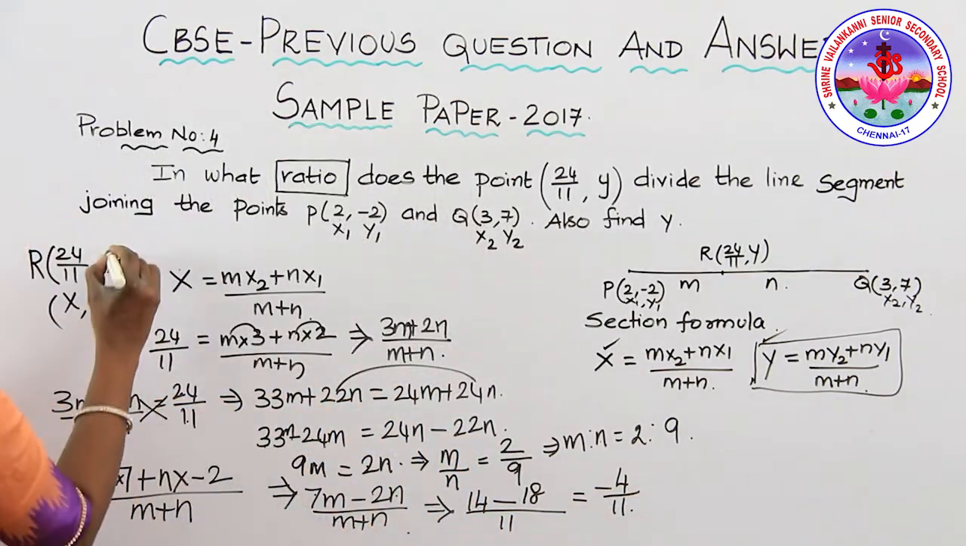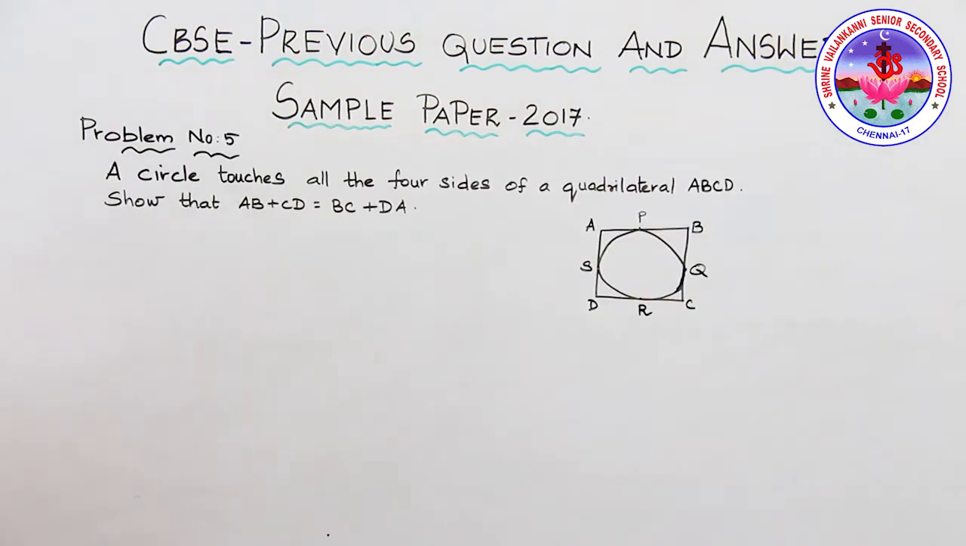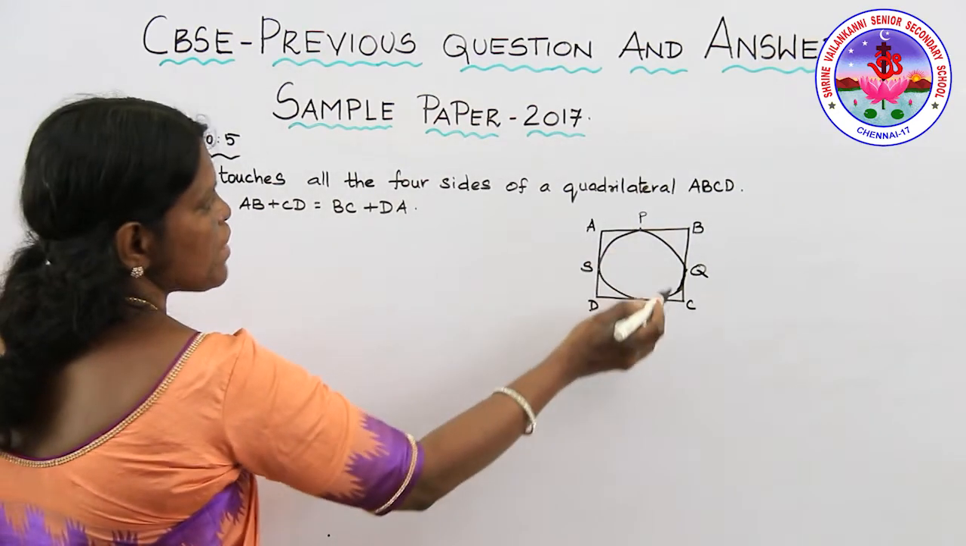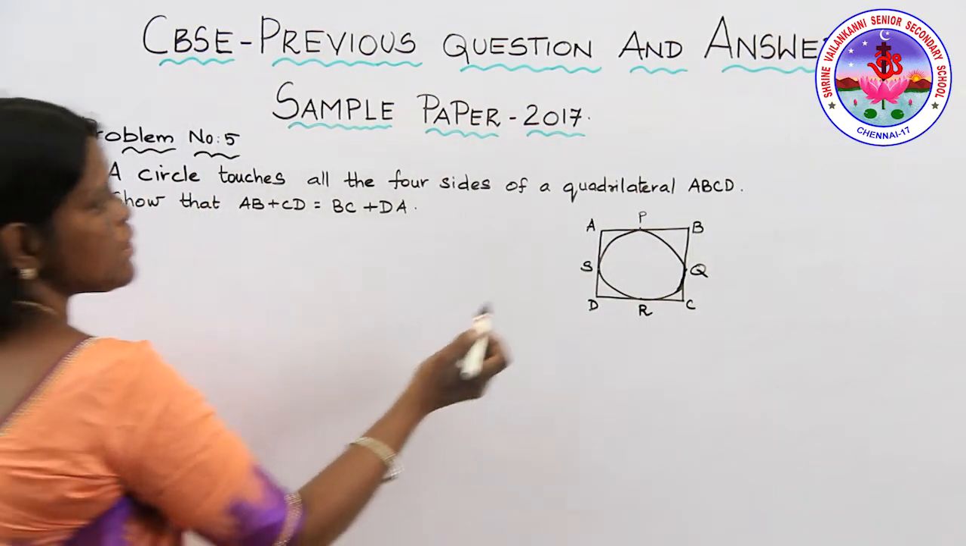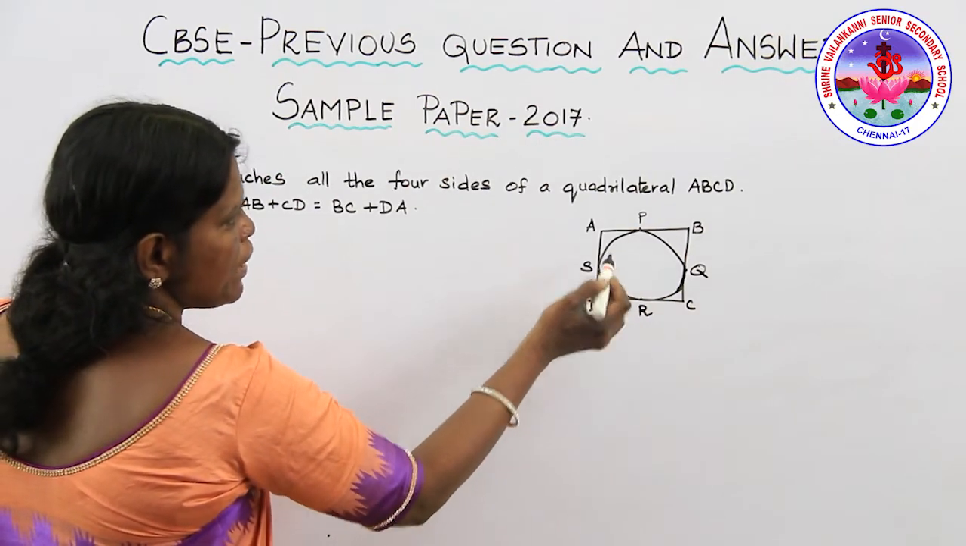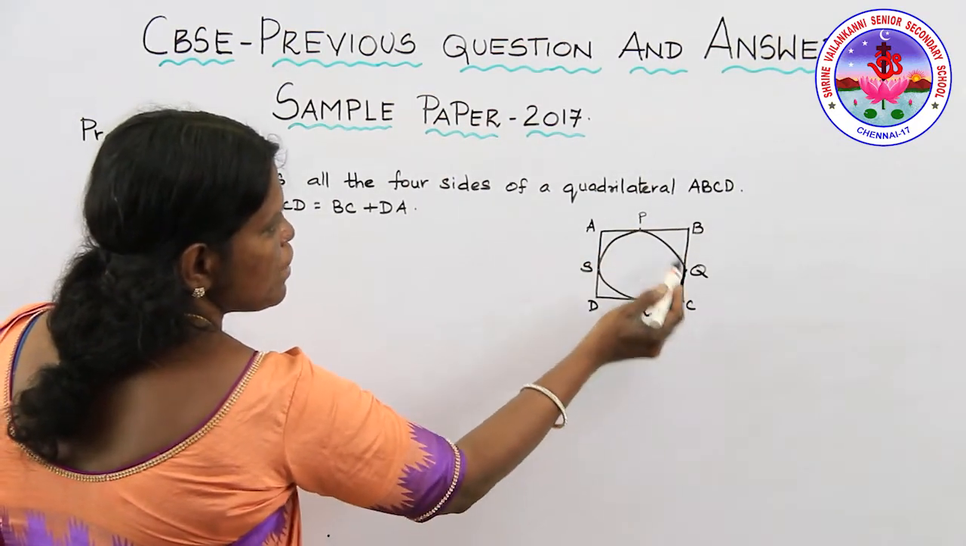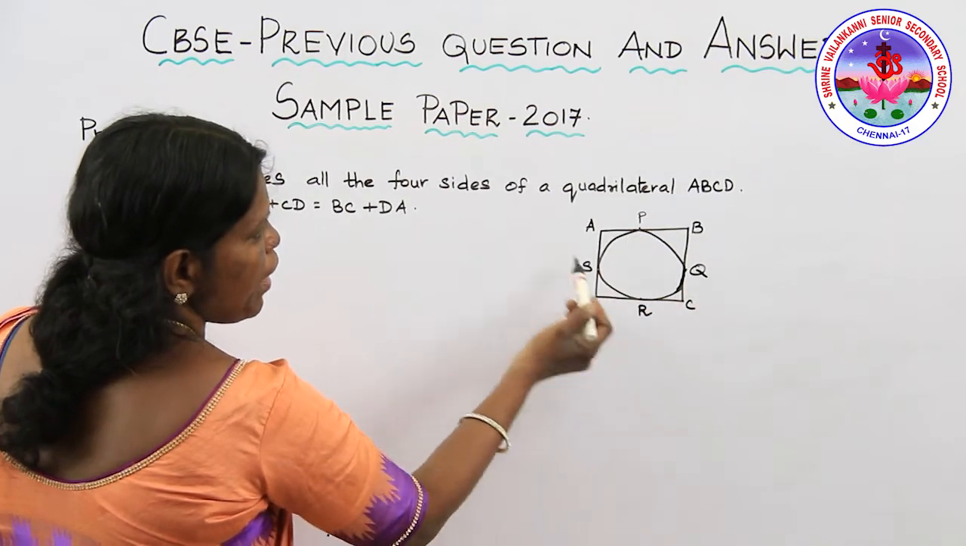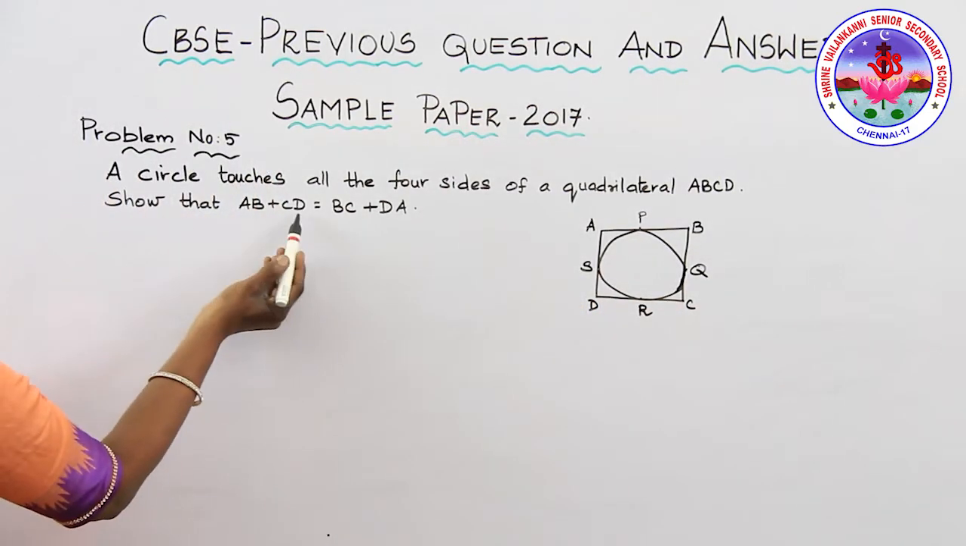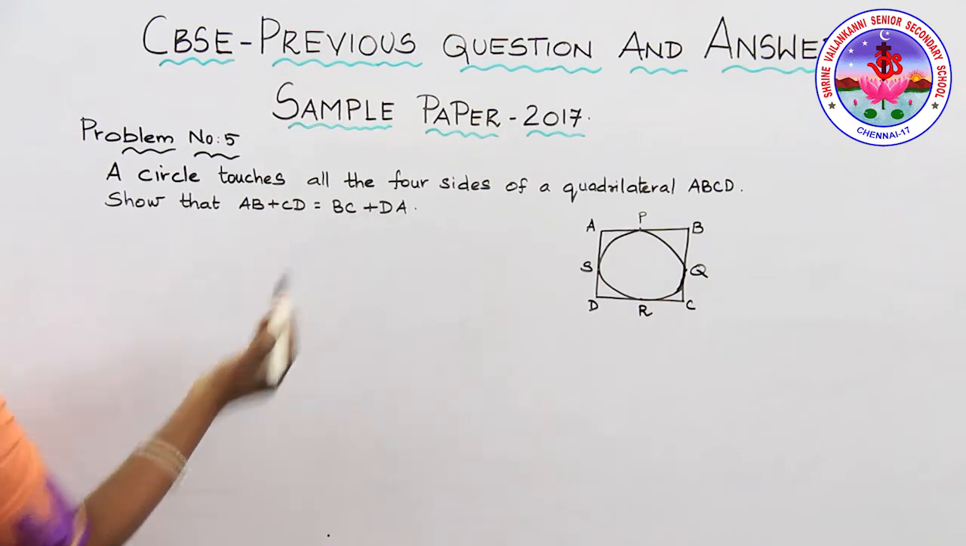So I got my y coordinate as minus 4 by 11. Fifth problem, a circle touches all the four sides of the quadrilateral ABCD. Show that AB plus CD is equal to BC plus DA. So it is otherwise called a quadrilateral circumscribing a circle, which means a circle which is drawn inside the quadrilateral touching the four sides at the points P, Q, R, S. Now I need to prove AB plus CD is equal to BC plus AD.